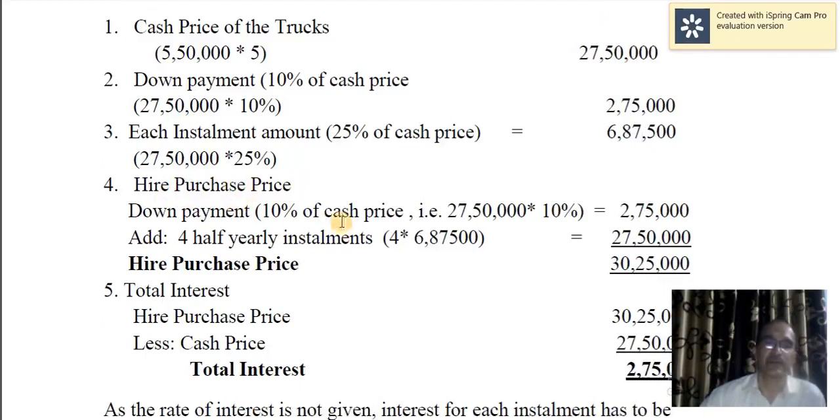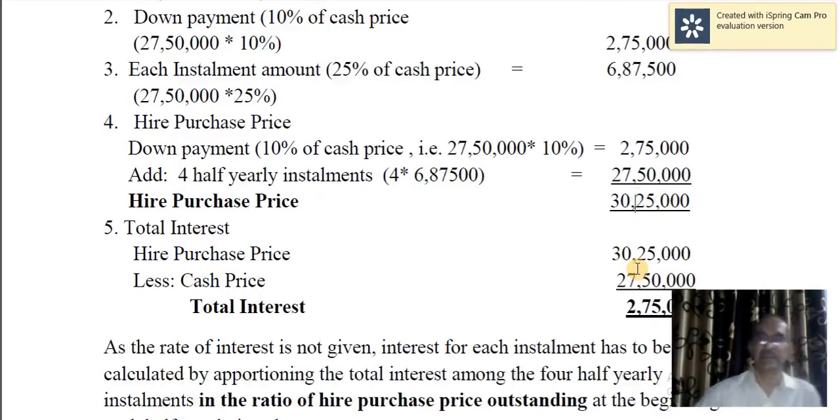So down payment is 10% of 27,50,000 for all the 5 trucks. So that comes to 2,75,000. Then 4 half-yearly installments, 6,87,500 into 4, which is 27,50,000. This is a separate calculation, 6,87,500 into 4. So hire purchase price is 30,25,000.